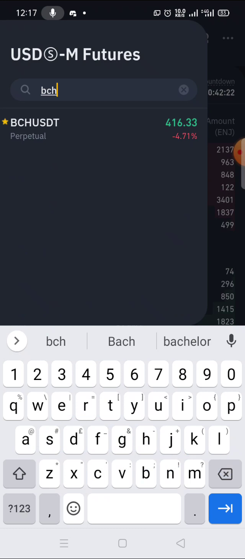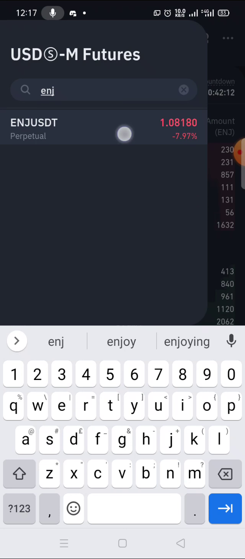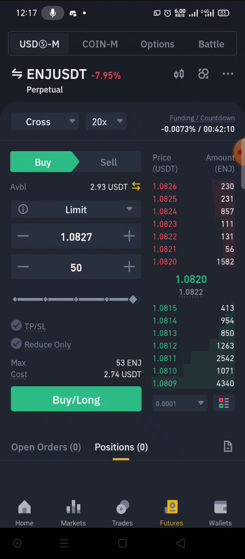Then we have BCH, and we have the CHZ also there. So we have so many coins, but not all the coins you have on your spot can be traded on futures. So let's look at the ENJ. We'll be using ENJ for example in this class. Now that is just the pair. The first section is the pair, the coin you want to trade. So someone might give you a signal, go and trade ENJ against USDT. You just come here and look for ENJ and you enter it. All right, that's for the pairing. I almost skipped that part.